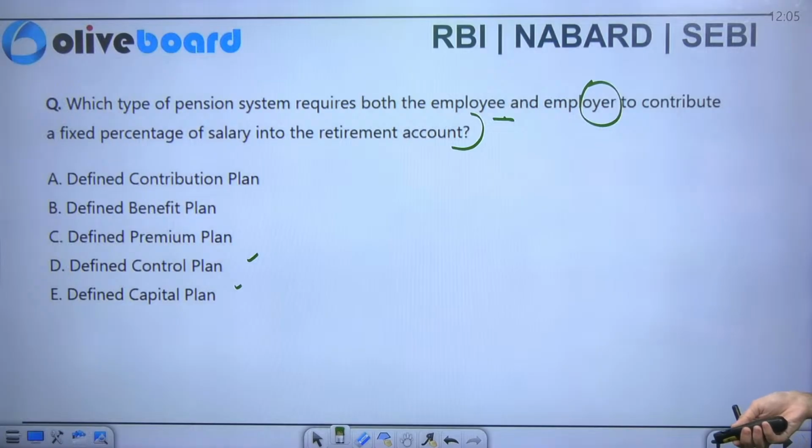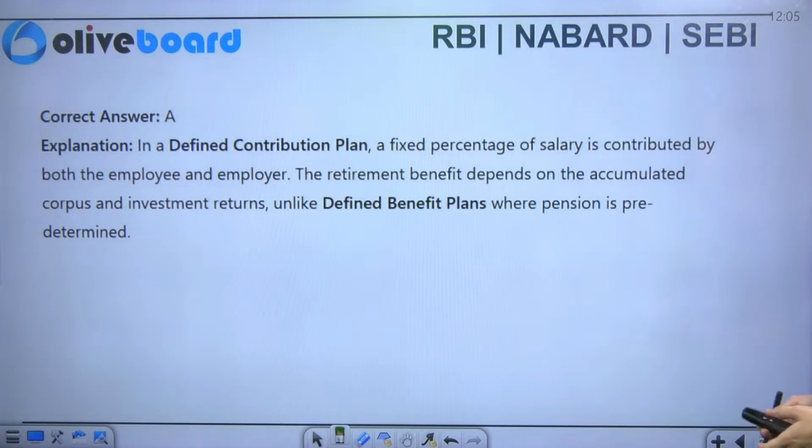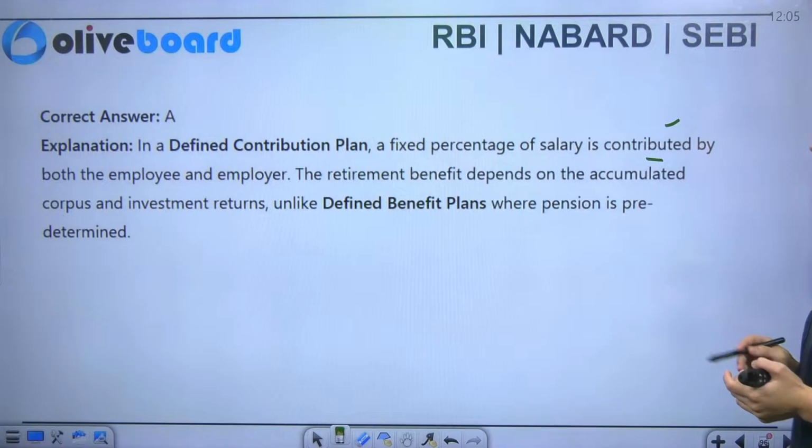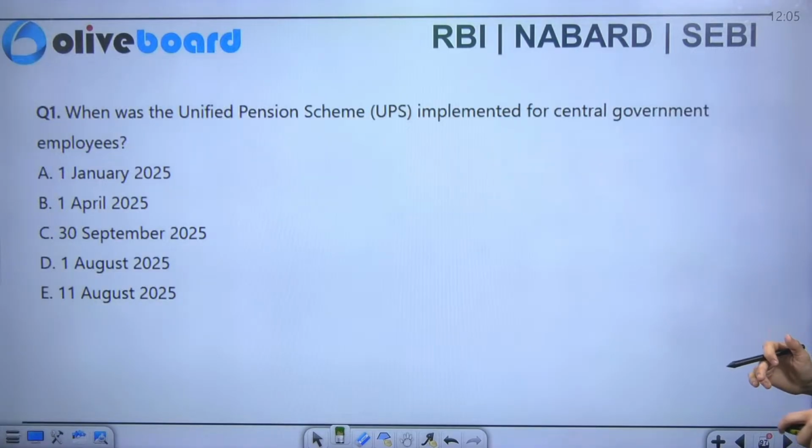Any other individual who wants to answer? Any other individual? Alright, so the correct answer is A itself, which says in a defined contribution plan, a fixed percentage of salary is contributed by both employer as well as employee also. So we call it this contribution.